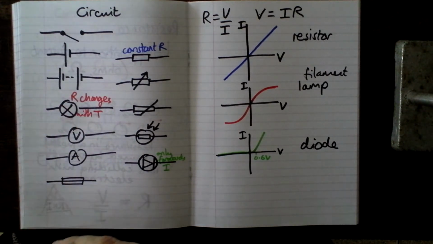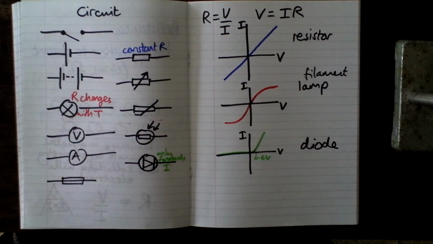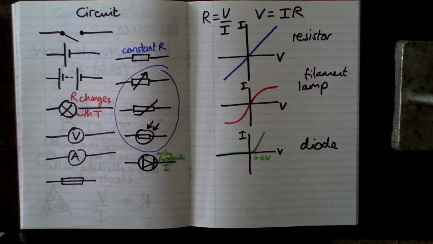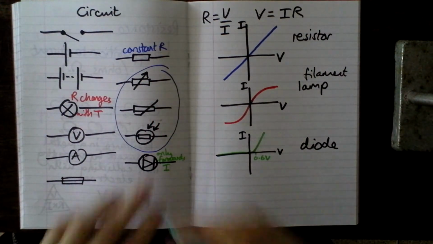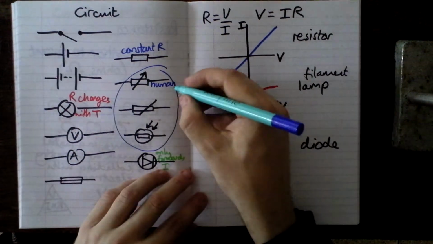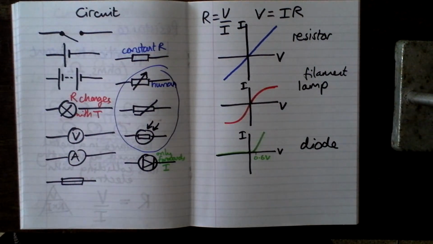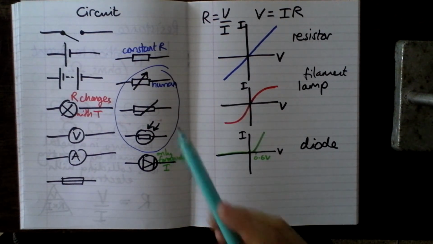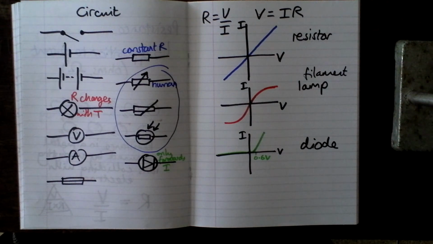Now, there are three other components here that we said can change their resistance. And these are really useful to know about. A variable resistance changes if you change it. If you've ever turned a dial on a dimmer switch to put the lights on brighter, or turned up a volume control, that's using a variable resistor. Its resistance changes because of humans.